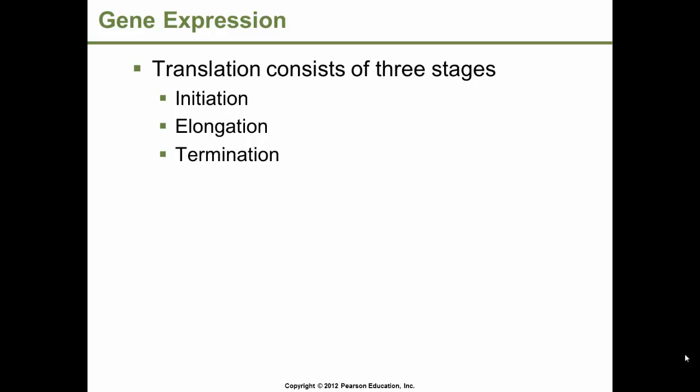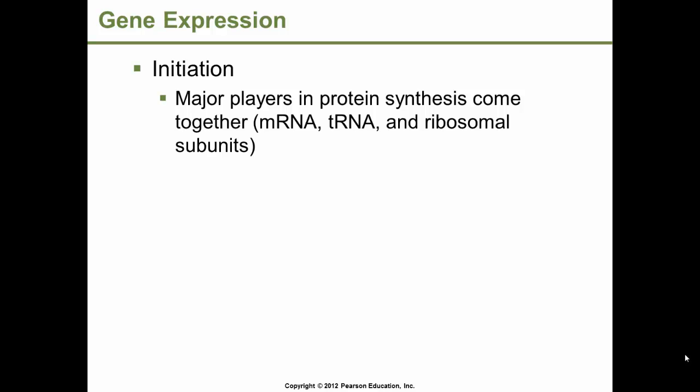Translation consists of 3 specific stages: initiation, elongation, and termination. In initiation, the major players in protein synthesis come together: the messenger RNA, the transfer RNA, and ribosomal subunits. In step 1, the small ribosomal unit attaches to the messenger RNA at a start codon. And if you look at your amino acid table in your textbook, the start codon is AUG, which corresponds to methionine. In step 2, the transfer RNA with the complementary anticodon pairs with the start codon.